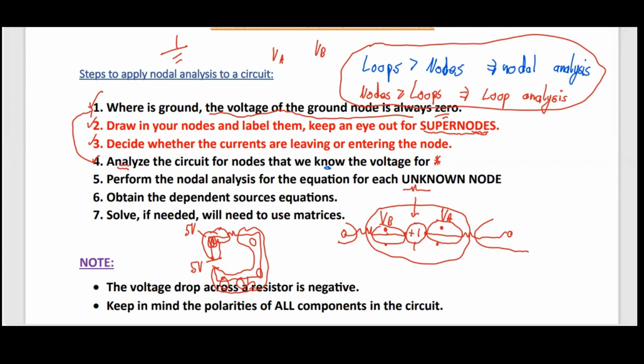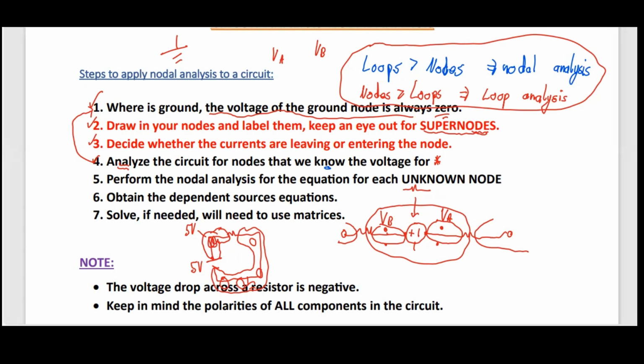You need to analyze the circuit for nodes that we know the voltage for. You can remember from the tutorial, Sir didn't just give you one voltage source. He gave you different voltage sources all over the circuit. So the node right after the battery, you know the voltage between the battery and the first component, the resistor. You need to look out for mostly two: the node after the battery and the node that the ground is connected to. So that's step 4.